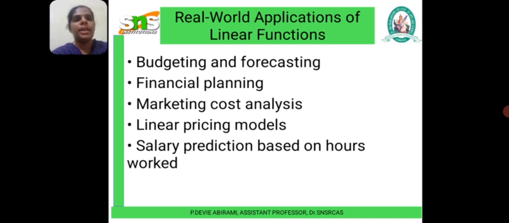Budgeting and forecasting: we can calculate our budgeting and our sales, or the production or the cost of that product, by using this linear function method. Linear pricing models can also be understood by using the linear function. While plotting in a graph, it is clearly understood whether the sales are increasing or not. If it indicates a straight line without any faults, then the graph is said to be a linear function graph, and it shows the price.